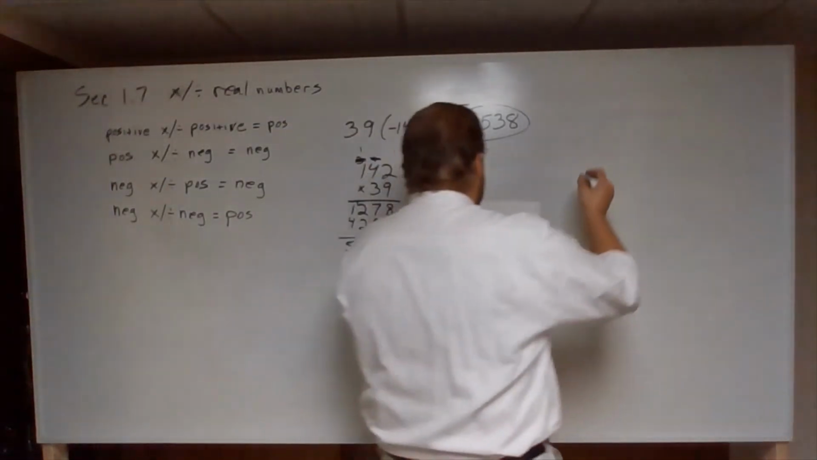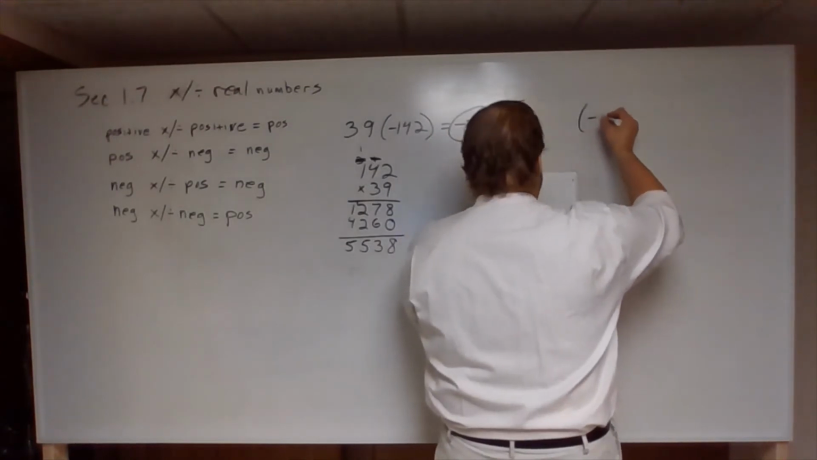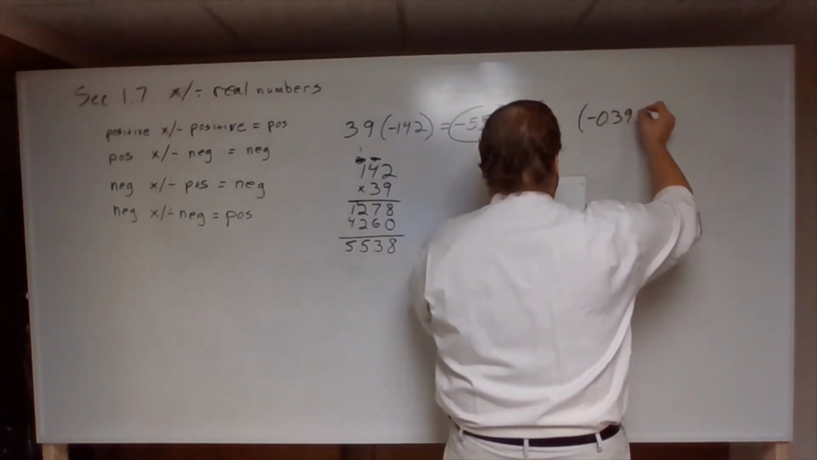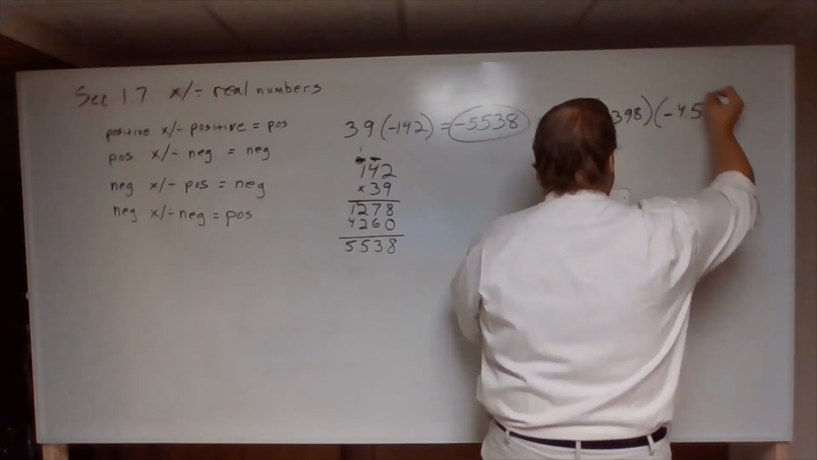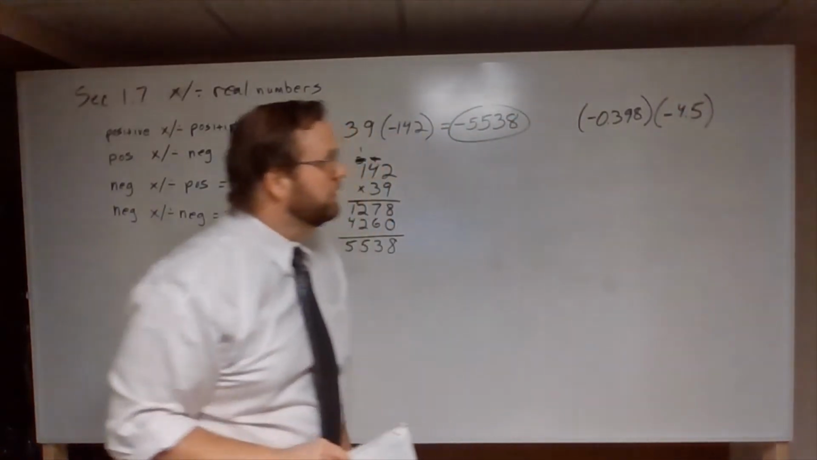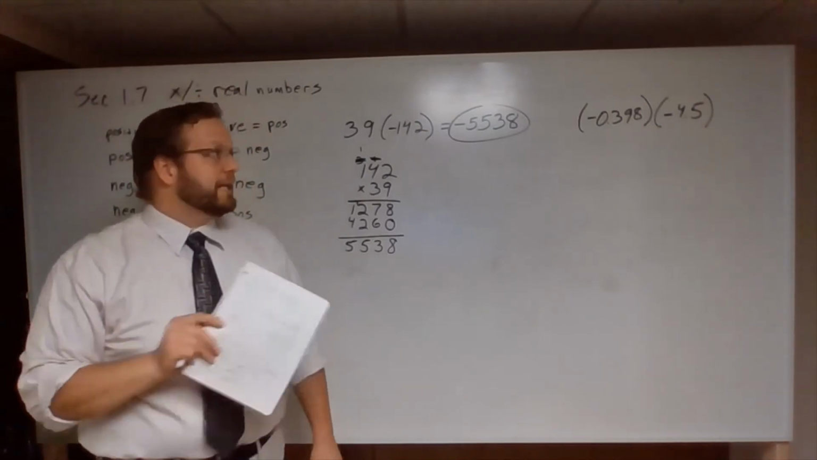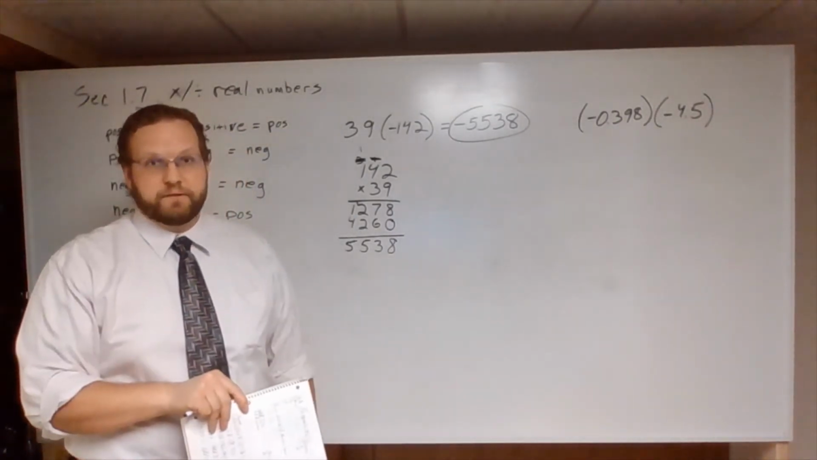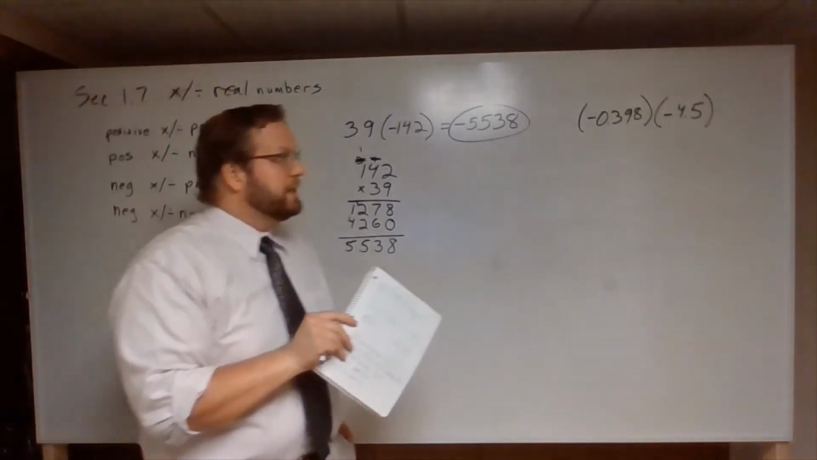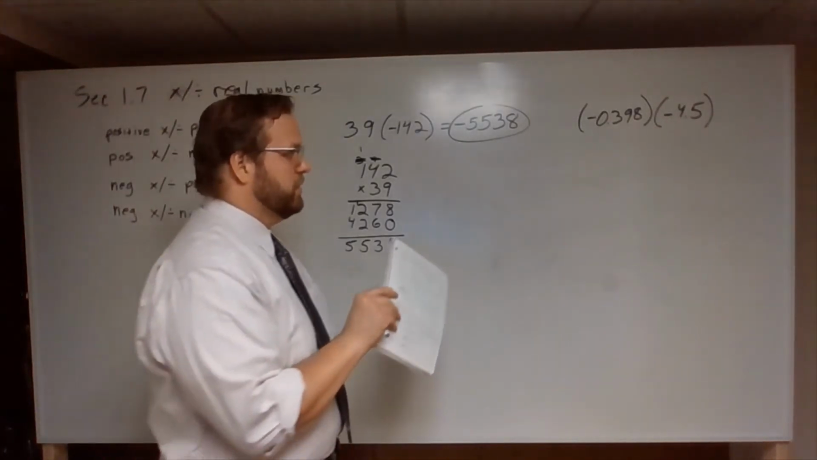Okay. Let's look at now a decimal example. So let's say we have that. Okay. Now, first of all, negative times a negative is a positive. So I know that my answer is going to be positive at the end. Now, when we multiply this, this is what I was talking about a few minutes ago.